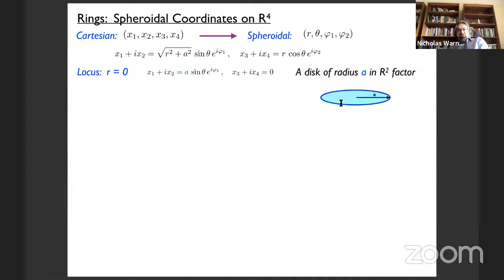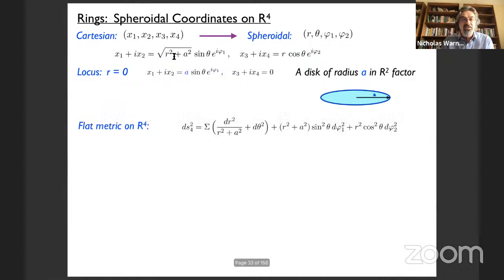And this may be familiar to you if you've ever looked at the interior of the Kerr solution in Boyer-Lindquist coordinates, I think it is. You find exactly the same spheroidal coordinates. And to resolve the ring singularity and look at what's going on in the interior of Kerr, you have to go back to some kind of Cartesian-like coordinates. Okay, so most importantly, there's this locus, which is the disk that's at the r equals 0 point.